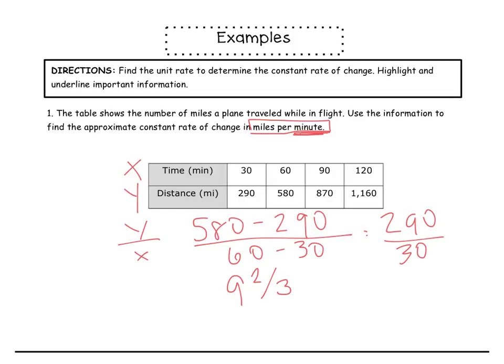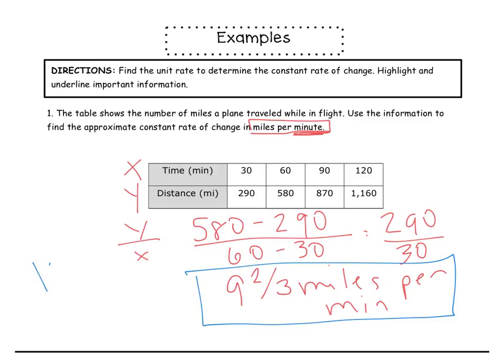All right? If I wanted to figure out how fast they were going per hour, I would multiply that 9 2/3 times 60. Okay? So the answer to this would be 9 2/3 miles per minute. And that's the answer.